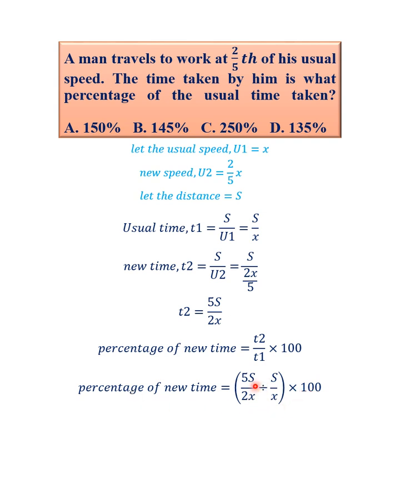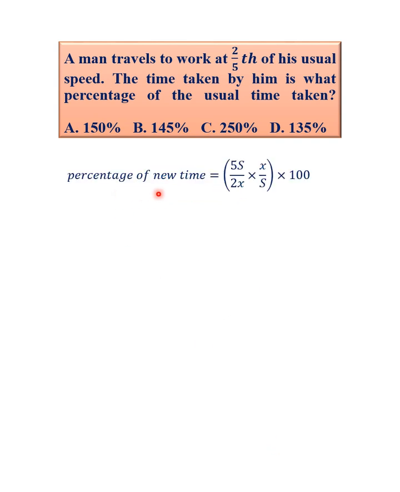Again, if we change this division to multiplication, what happens? The denominator comes up and the numerator goes below. So changing it to multiplication, we now have 5s all over 2x times x all over s times 100%. Let's go to the new page. So this is what we have, percentage of the new time, 5s all over 2x times x all over s times 100%. This s can cancel this s, and this x can cancel this x. So we'll be left with 5 all over 2.